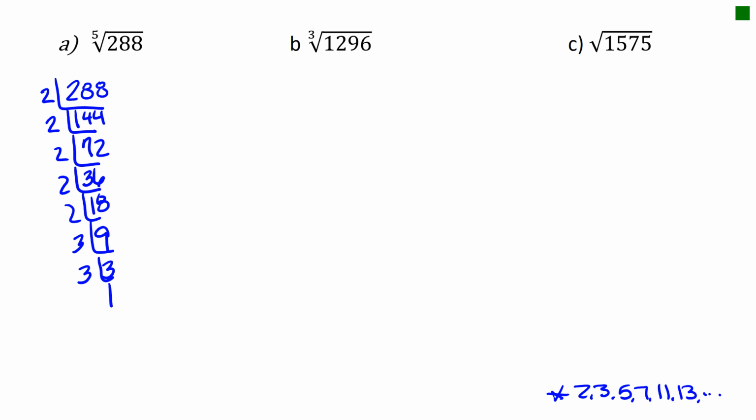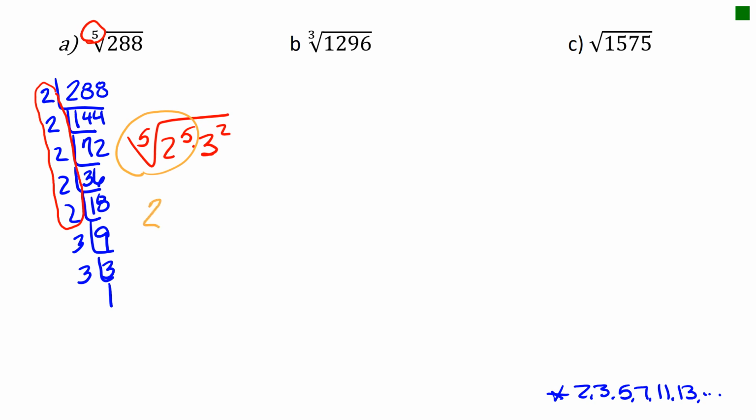Now, here's the important part. This thing right here means I need 5 in order to be a perfect 5th root. So if I start counting, I have 1, 2, 3, 4, 5 2s. So that means this is the 5th root of 2 to the 5th times 3 squared. The 5th root of 2 to the 5th is going to just equal 2, and then you have a 5th root of 9 left over. So what I do to cheat is once I circle them, remember we just take out a big 2 and then everything else stays under the root.